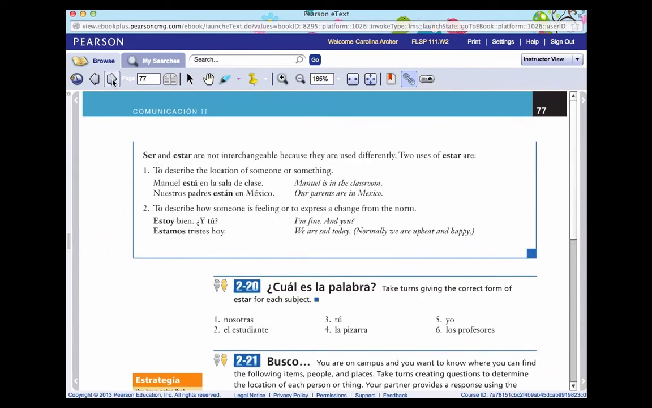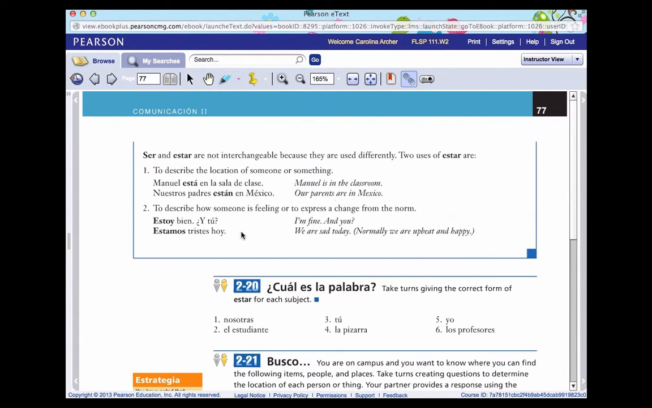Ser and estar are not interchangeable. They are used differently. So two very common uses of the verb estar: to describe the location of someone or something. Every time you're talking about where someone or something is, the location is going to be the verb estar. Manuel está en la sala de clase. So Manuel is in the classroom. That is the location. Nuestros padres están en México. Our parents are in Mexico, the location. Or for example, you can say Spain is in Europe. España está en Europa. See? Every time we talk about location, estar.